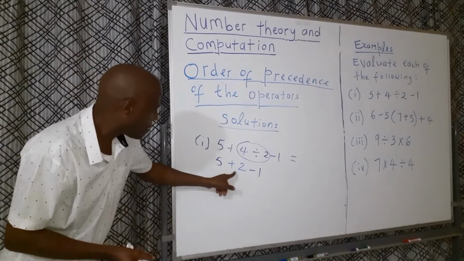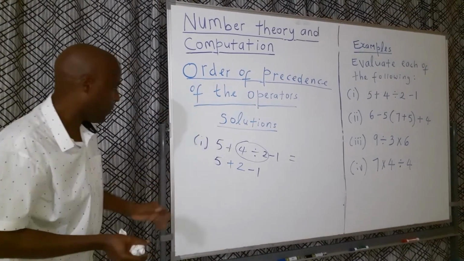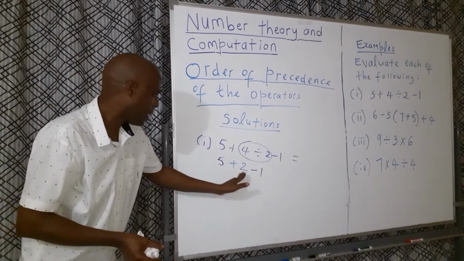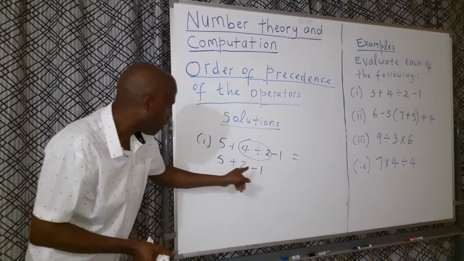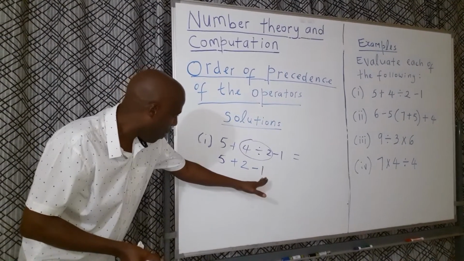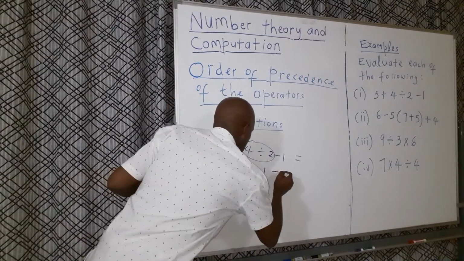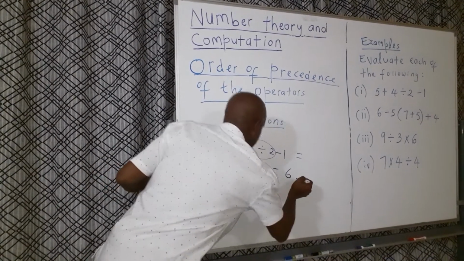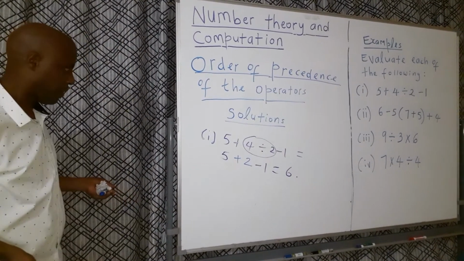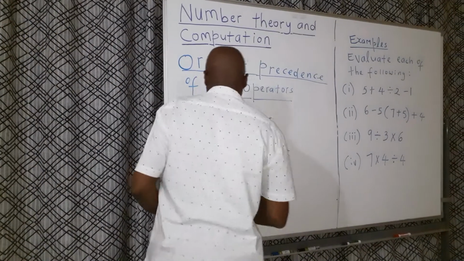Because addition and subtraction are on the same level, we can do any one first. 5 plus 2 is 7, take away 1 is 6, or 2 take away 1 is 1, plus 5 is 6. So it'll be the same answer. Any one could be done first. Okay, part 2 now.